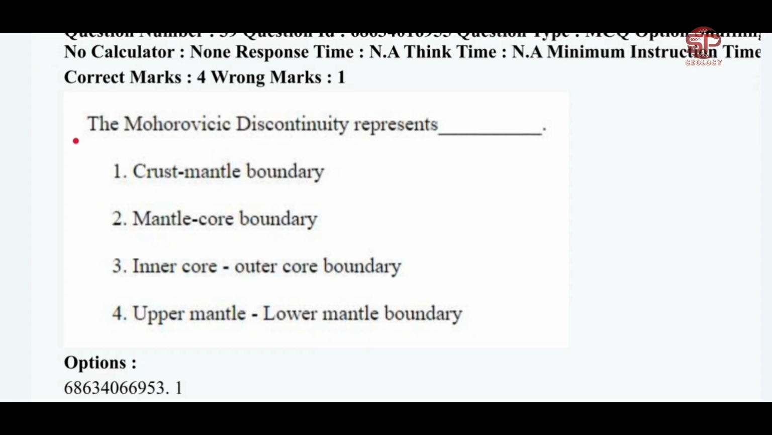So the Mohorovičić discontinuity is the primary discontinuity between crust and mantle. And the discontinuity between mantle and core is Gutenberg. The inner core and outer core boundary is Lehmann's discontinuity. And there is another secondary Conrad discontinuity between sial and sima. The answer will be the crust-mantle boundary.